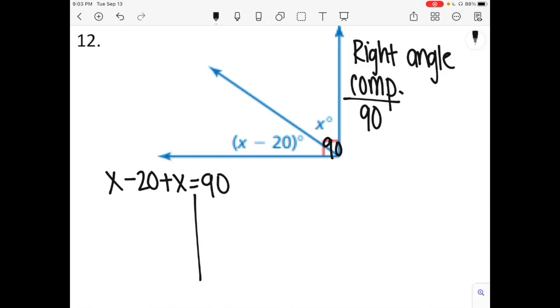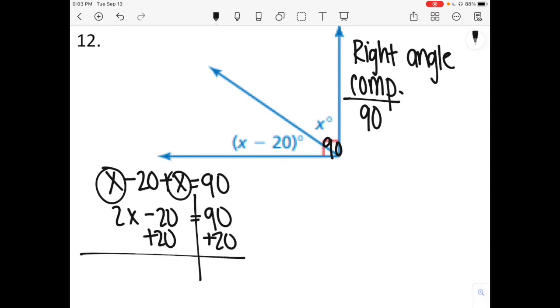And then we're going to combine like terms. So x plus x is 2x. And then minus 20 equals 90. And then we're going to add 20 to both sides. So then we have 2x equals 110. And then divide both sides by 2. So x equals 55.